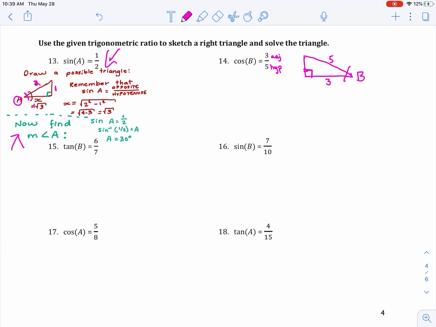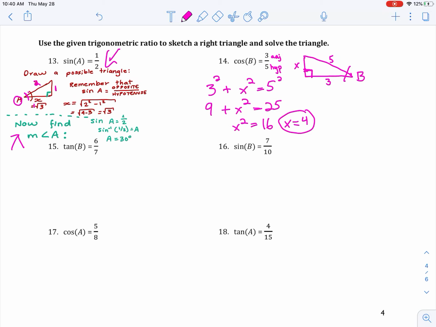And now we need to solve for the missing side and then angle B itself. So for the missing side, I would use the Pythagorean theorem, which would be 3 squared plus x squared is 5 squared. And then I'd have 9 plus x squared is 25. And then x squared is 16, and the square root of 16 is 4. Now the only thing I need is angle B.